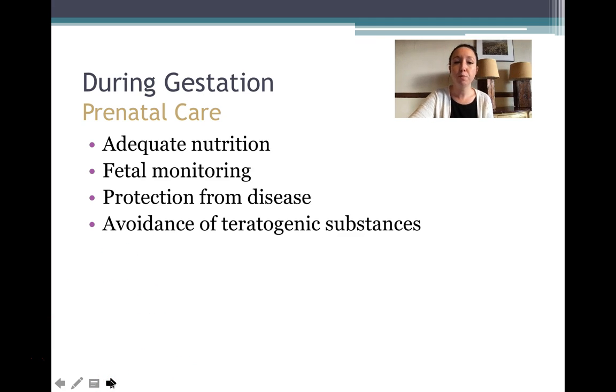During gestation, prenatal care, making sure that there's adequate nutrition, fetal monitoring, protecting the mother from disease, and avoiding substances, so making sure that bad things don't occur, and those are referring to alcohol use and illicit drugs.